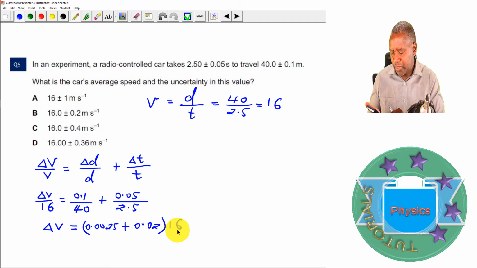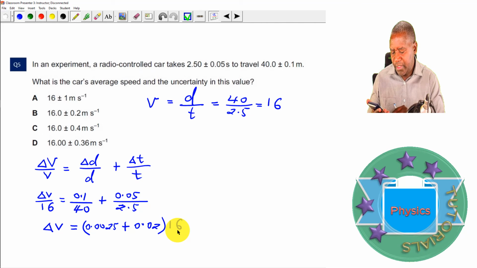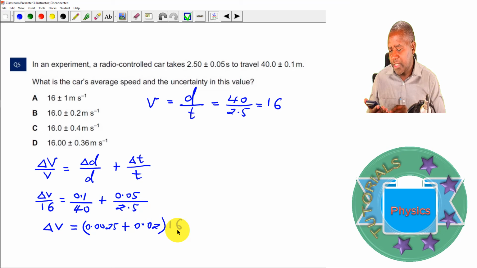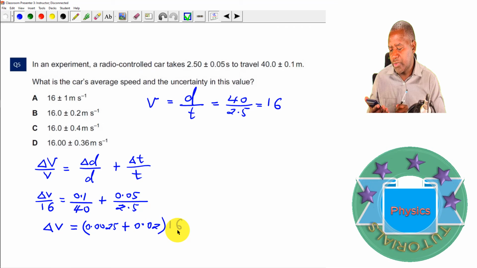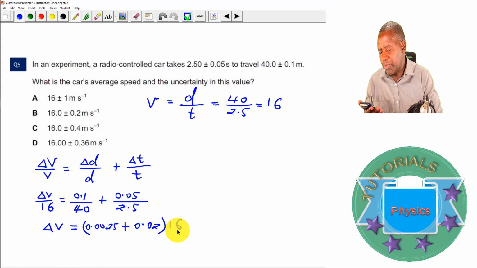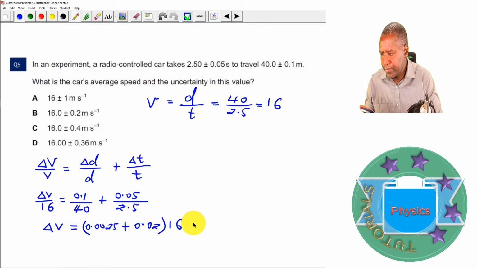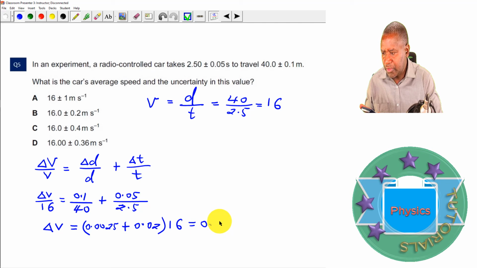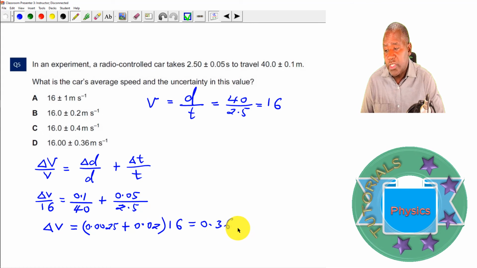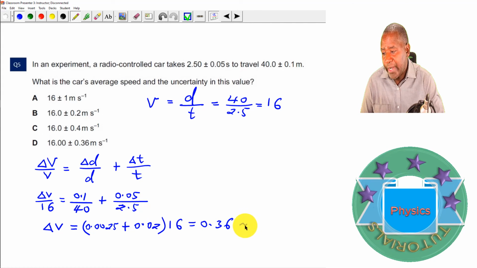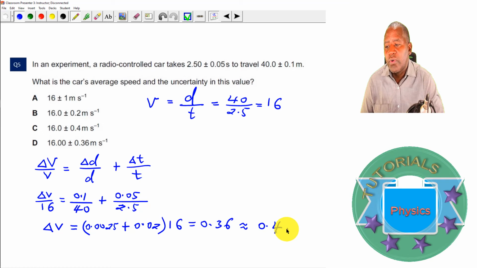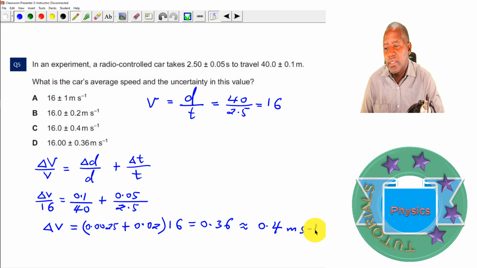So I have 0.0025 plus 0.02. I get 0.0225. Multiply that one by 16. I get 0.36. You see, these are two significant figures, so I will write it to one significant figure, which is 0.4 meters per second.